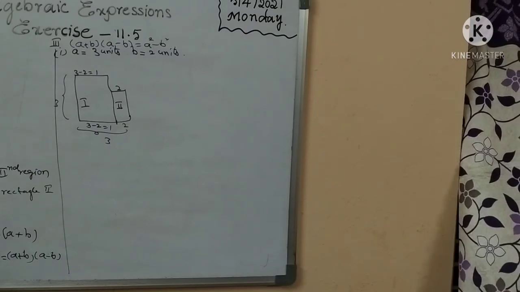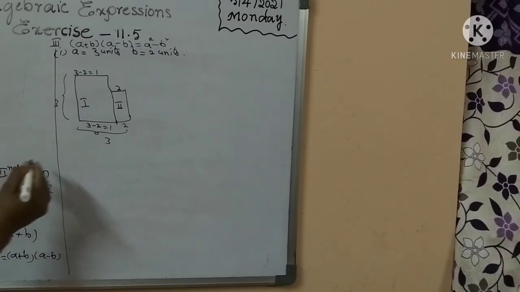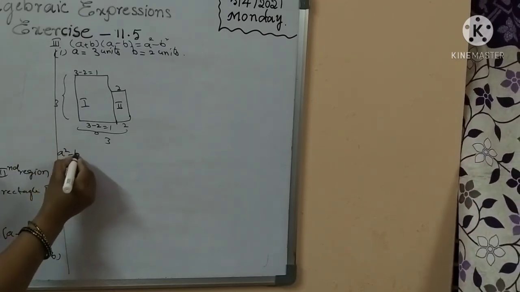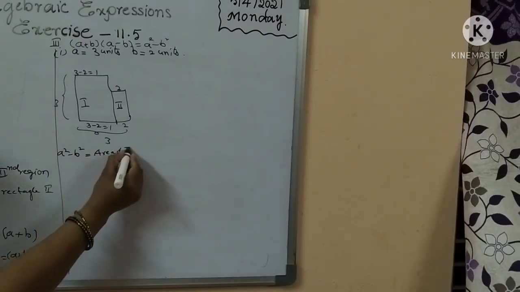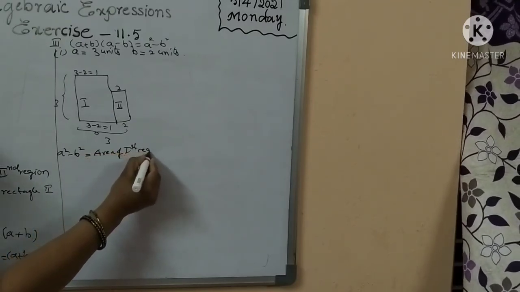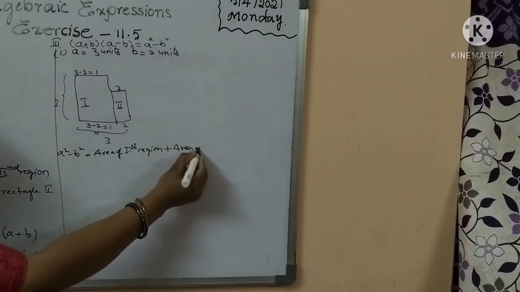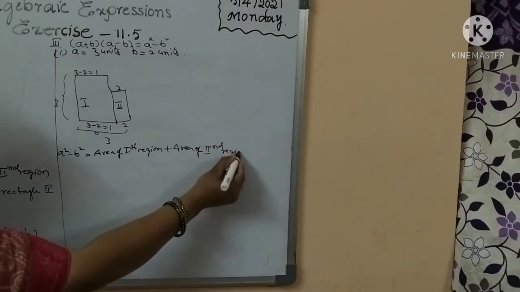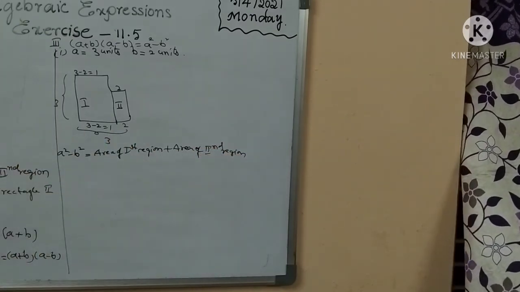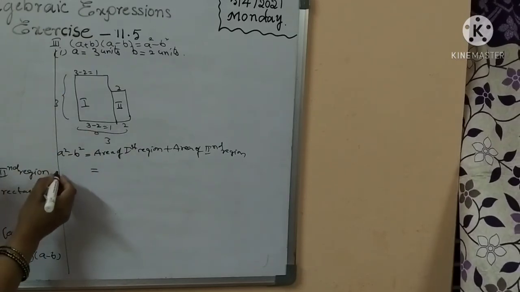So here, first of all, a square minus b square. How can you do that? We know that a square minus b square equals the area of the first region plus the area of the second region. We know that. So here a square minus b square.